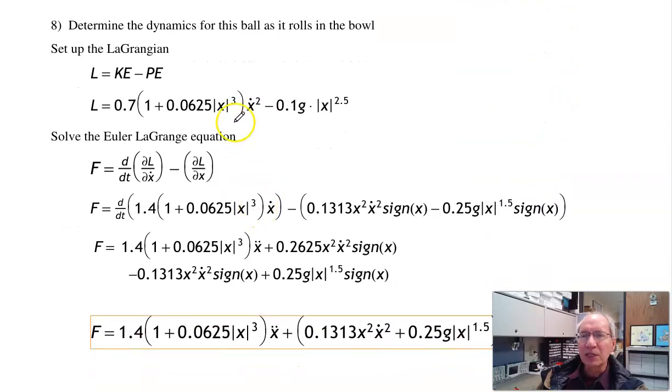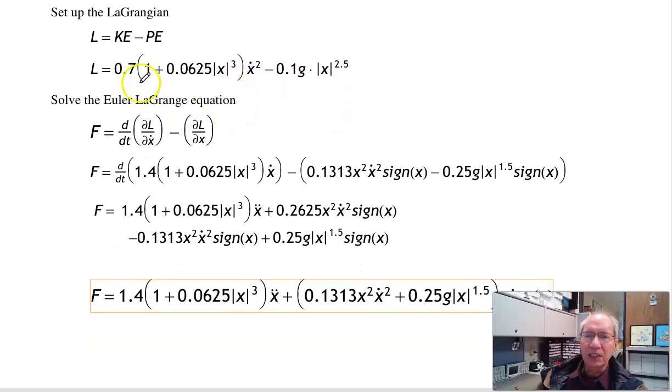Now to find the dynamics. The Lagrangian is kinetic energy minus potential energy. There's Lagrangian, kinetic energy, potential energy. The force is the full derivative of the partial with respect to x dot minus the partial with respect to x. Partial with respect to x dot gives you 2x dot times this mess. Partial with respect to x is, here's an x, right here. And there's an x.